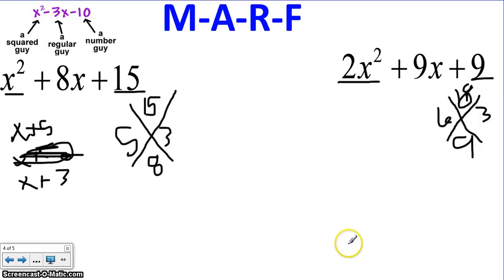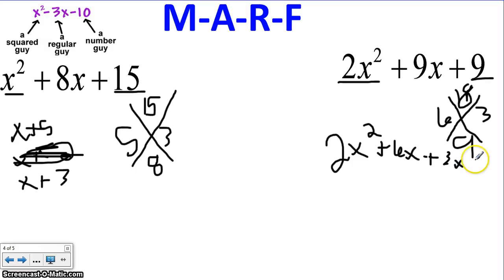Since you have something in front of your x, you want to go ahead and write it out: 2x squared plus 6x plus 3x plus 9.